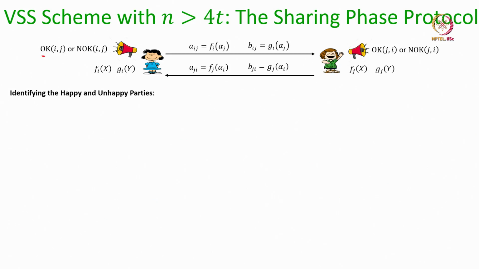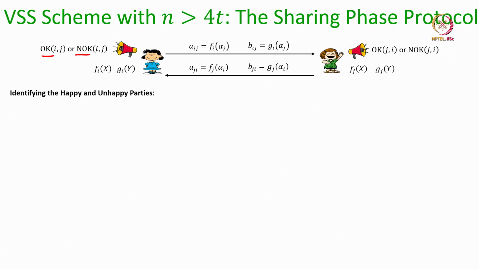Why are they publicly available? Because all these OK and NOK messages are made public using the broadcast channel, and anything which has been made public using the broadcast channel will be received identically by all the honest parties. So, at the end of the third round, all the parties will know whether party Pi is in dispute with Pj or not, and vice versa for every pair of parties Pi, Pj.